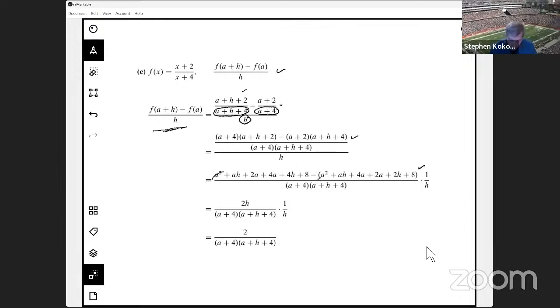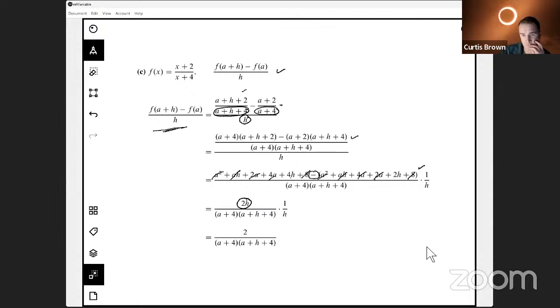The a squareds cancel. There's a minus sign out in front there. What else happens here? The 8's go. Hey, the a times h goes. Let's see, did I do this right? Yeah, 2a plus 4a. 2a plus 4a. Need a 2h. Yeah. Right? And I've got a 4h, and this is going to be a minus 2h. Yeah. And so I'm left with a 2h in the numerator, the product down there in the denominator, and I still have to multiply by the reciprocal, but boy, some good things happen here.